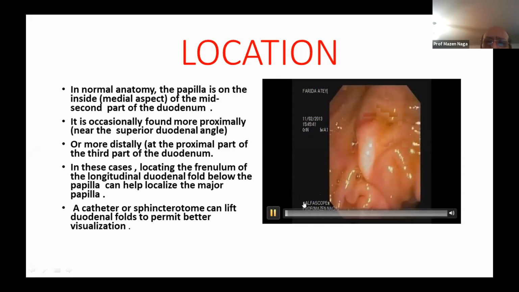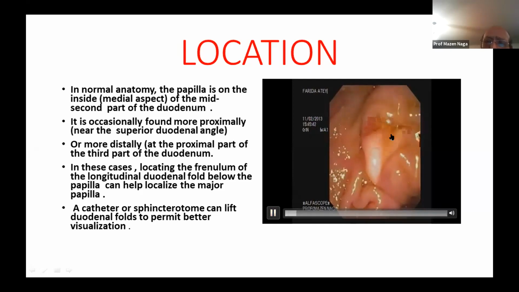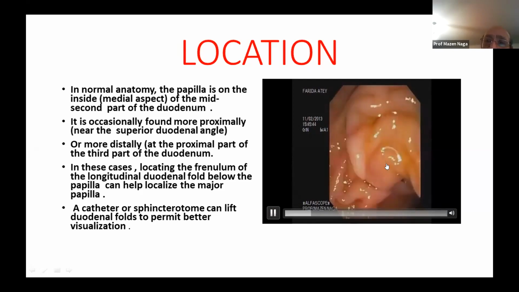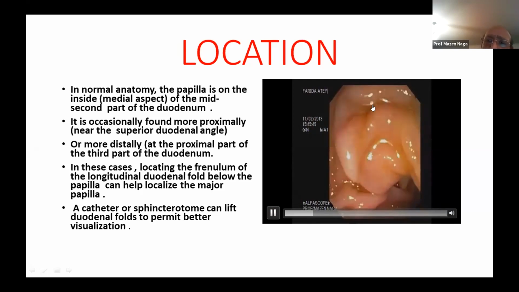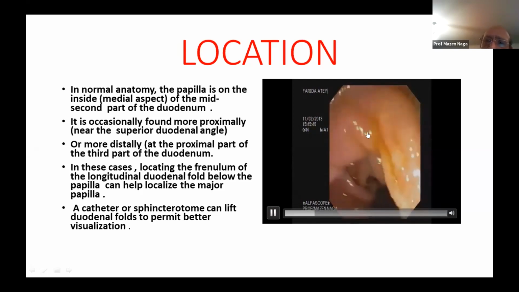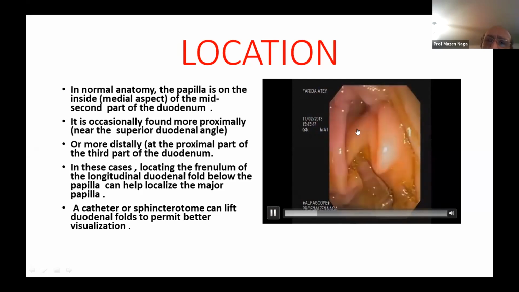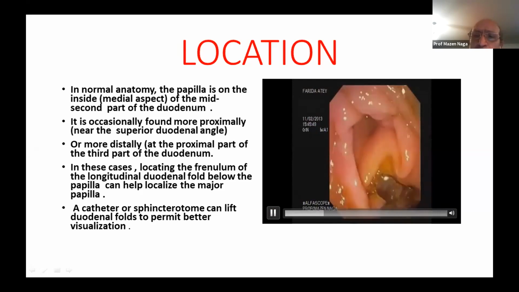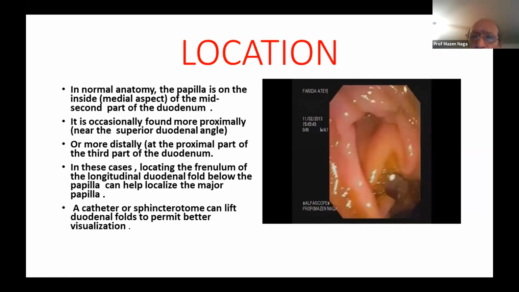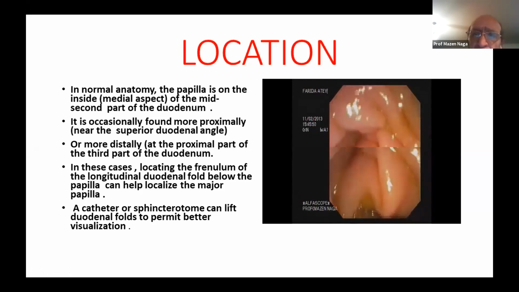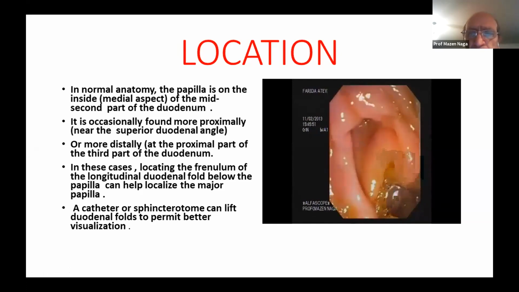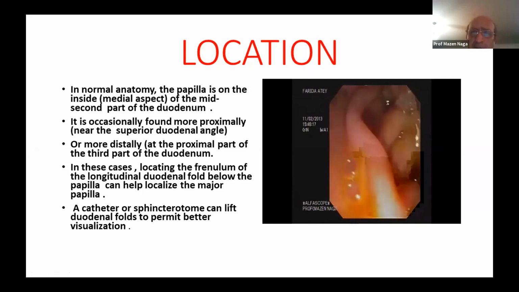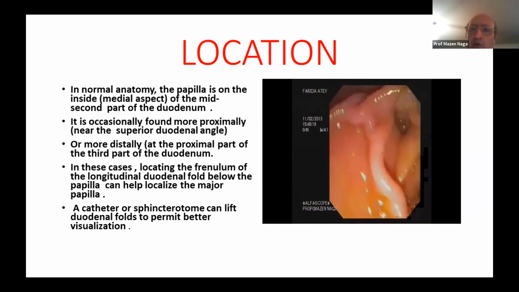This is an example of multiple folds, and we are looking where the frenulum is here. There are two bulges, but most probably the frenulum is here, so we will find the papilla below this fold. We see now it is very small below the fold. This is one of the difficult cases, but it is very important to know how to locate the papilla in between the folds, because if you fail, you will not be able to cannulate the papilla.